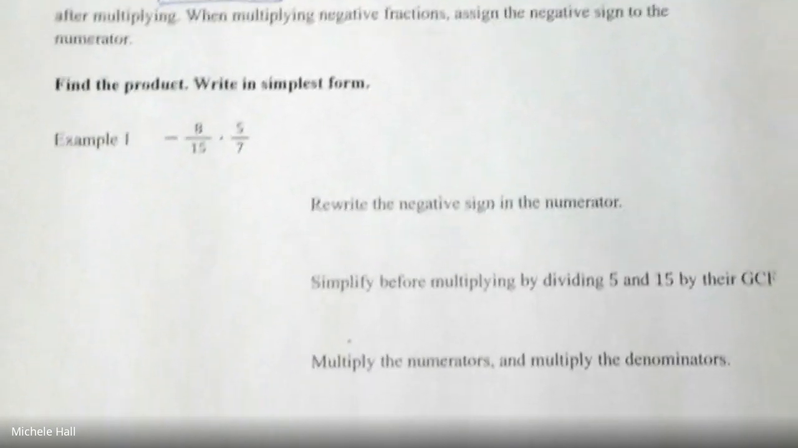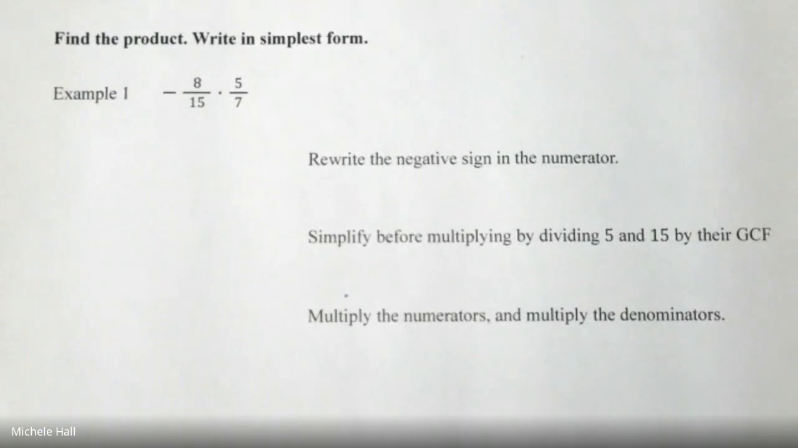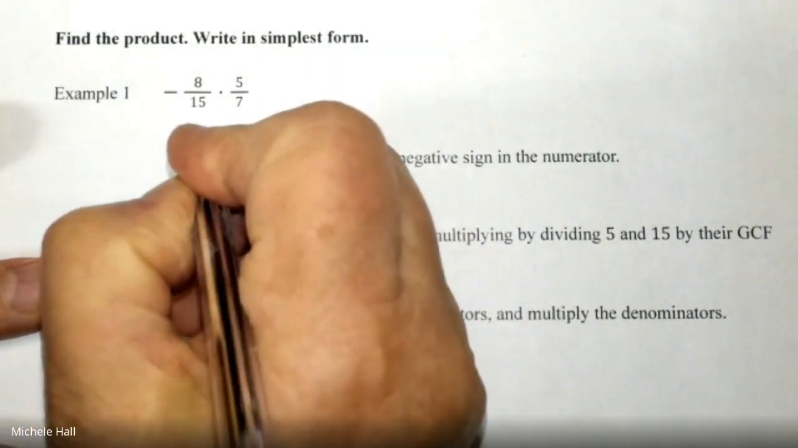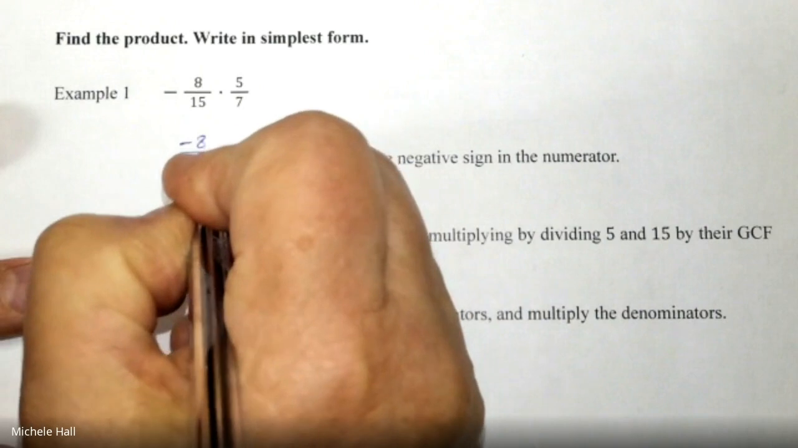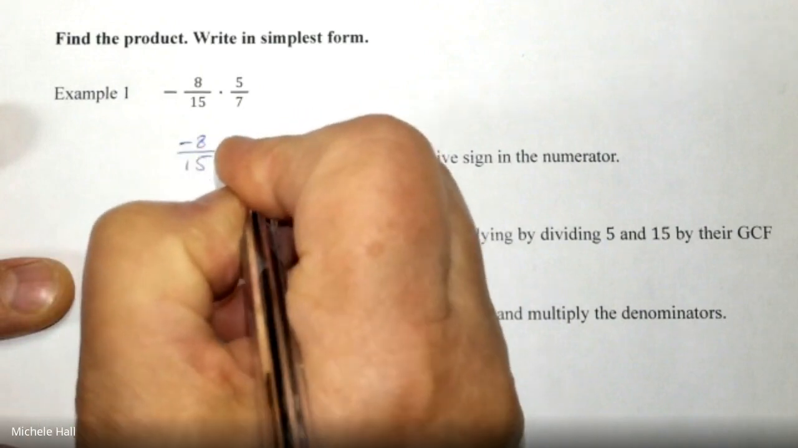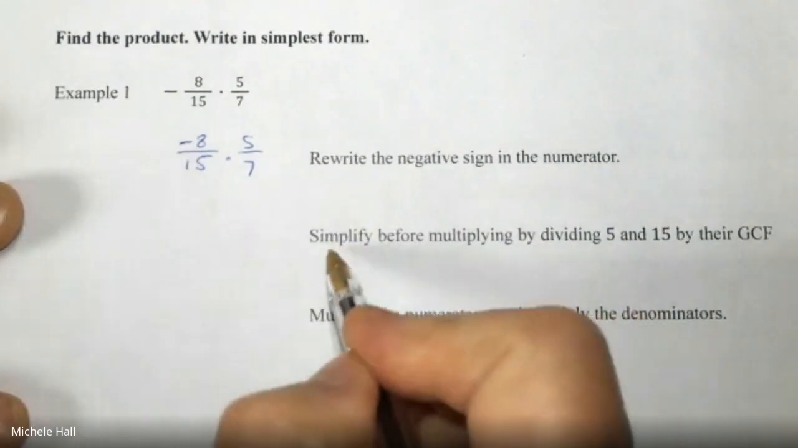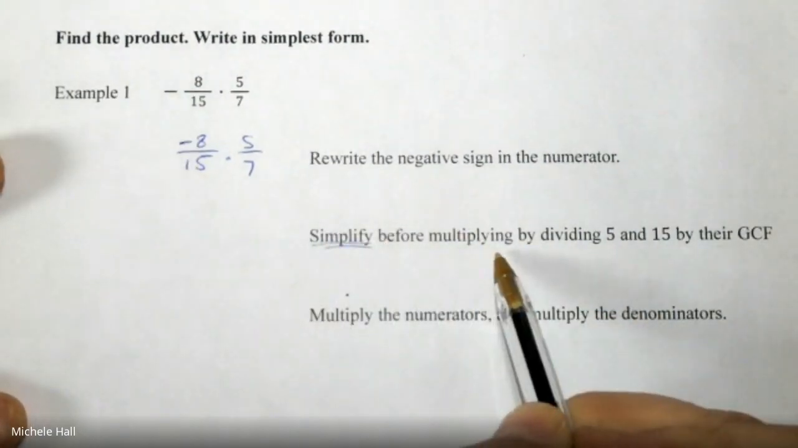All right, so looking at example 1, the first thing it says to do is rewrite the negative sign in the numerator. So I'm going to take the negative sign and put it in the numerator. We have negative 8 divided by 15 times 5 divided by 7. Negative 8/15 times 5/7. There was step 1. Get that negative sign to be in the fraction. Step 2 says simplify before multiplying.